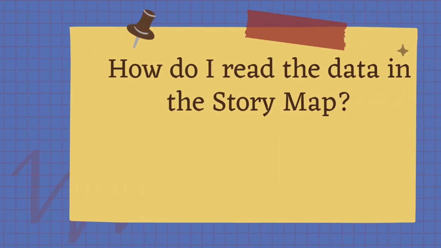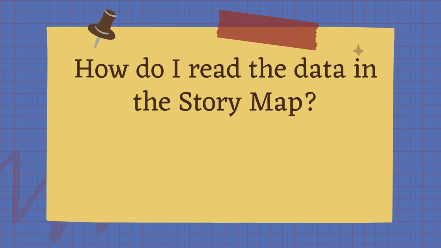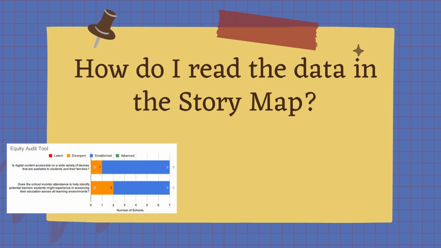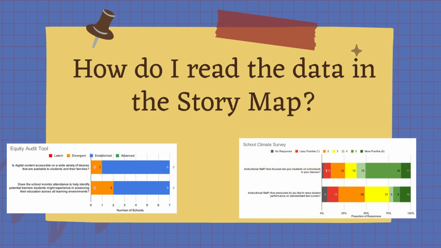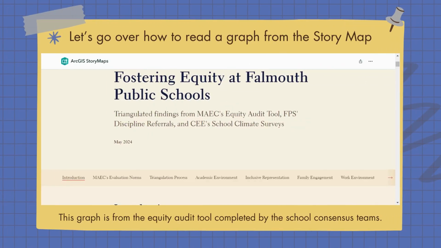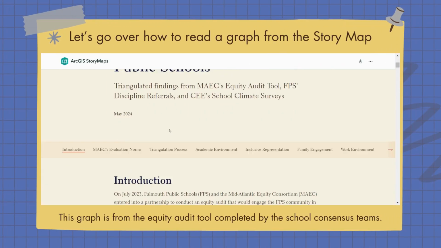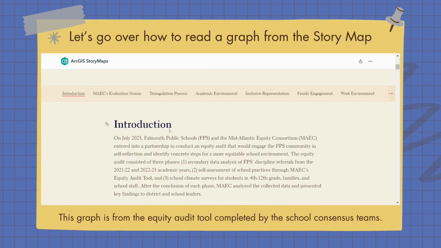Now that you know how to navigate the Story Map, we'll provide you with some tips on how to read the graphs and charts on the Story Map site. The Story Map includes charts and graphs to support the bright spots and areas for improvement for the different domains of the Equity Needs Assessment. Let's take a look at one example of a graph from the Equity Audit Tool completed by school consensus teams for the family engagement bright spots.